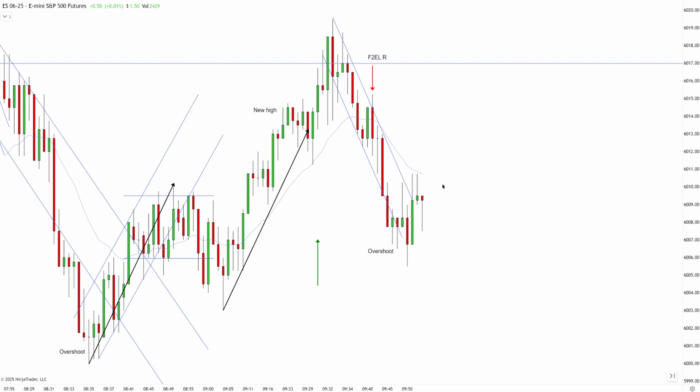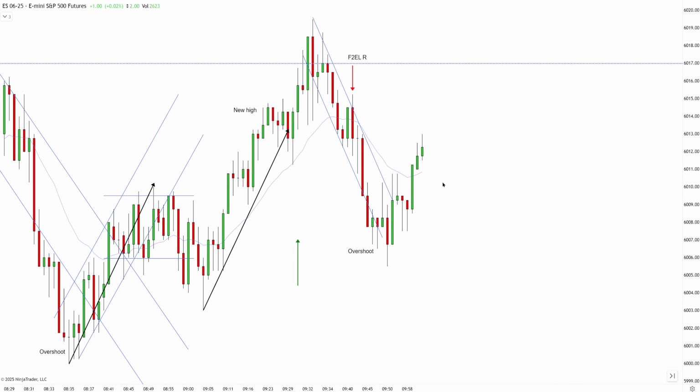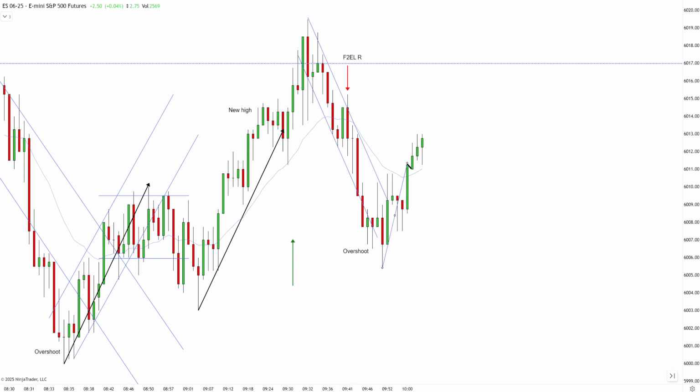So I would like to see second entry short at the EMA. Even though we have some overshoot, the overshoot is tiny. Can I get a second entry short? But the same situation has happened here. We're back above EMA. Okay, this is not what I wanted to see. Back above EMA. So I need to be super patient.